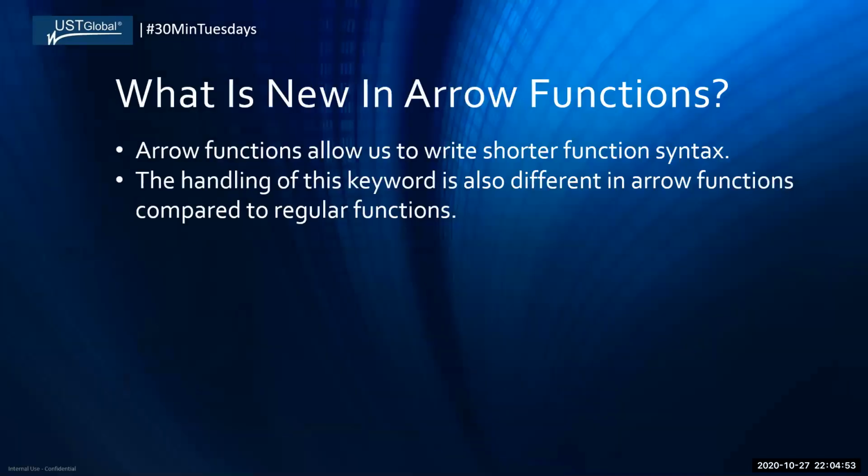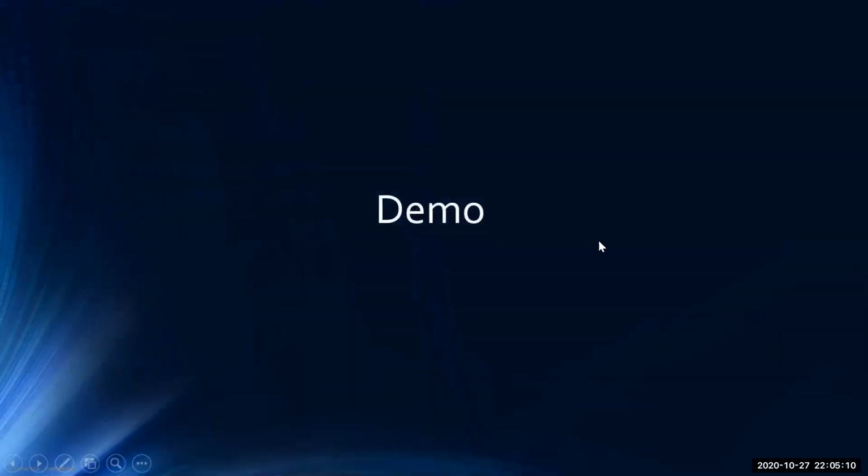So what's new in arrow function? Arrow function provides us a way to write the function syntax in a very short way. And the handling of this keyword is also very different in arrow function compared to the old method of declaring functions. So let's move on to the demo. Then I will clear all the points about the arrow functions.